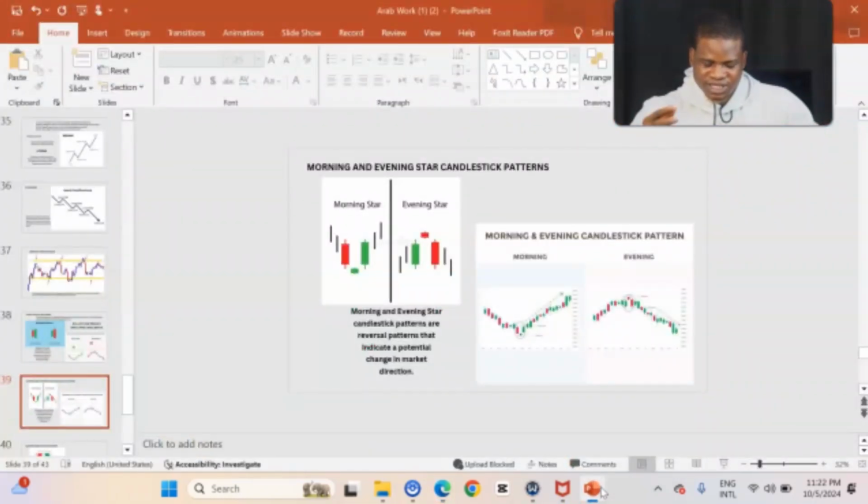So it is the same thing as the evening star. The evening star is more like the opposite. That one is bearish, right?